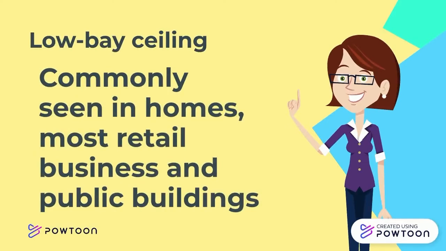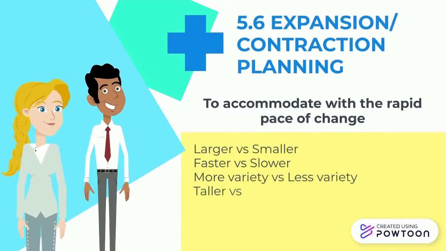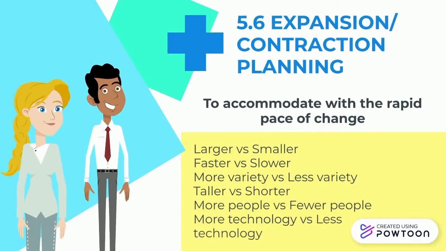Lastly, we are going to talk about expansion or contraction planning. In warehouses, the differences in planning of expansion or contraction may take the form of larger or smaller, faster or slower, more variety or less variety, taller or shorter, more people or fewer people, and more technology or less technology. The aim is to accommodate the rapid pace of change. A carefully configured warehouse layout includes expansion and contraction plans for each area in the warehouse.